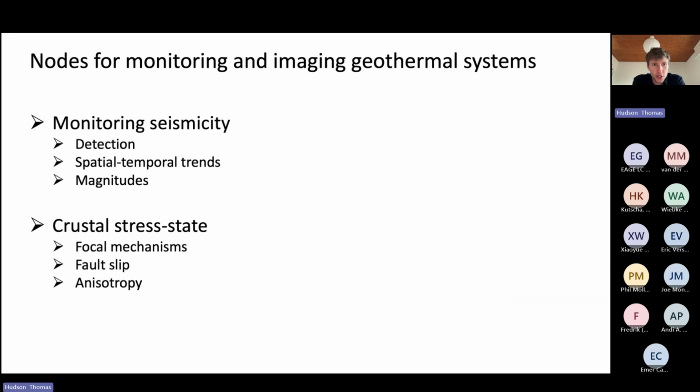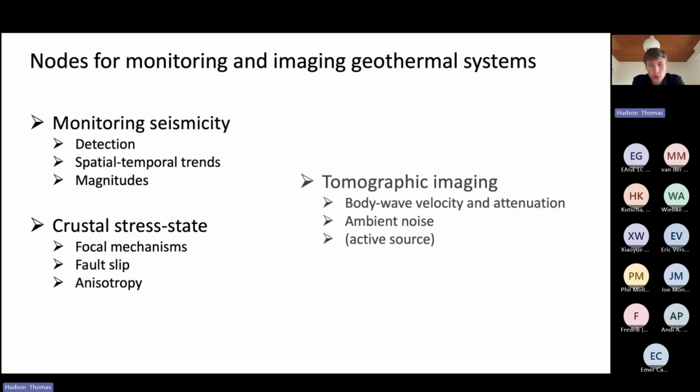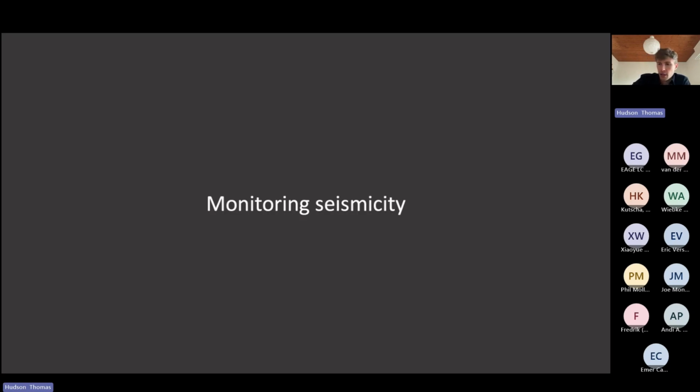so what I'm going to show you is how we can use these nodes to firstly monitor seismicity, and secondly try and measure, at least qualitatively, crustal stress state orientations. I won't talk in here about tomographic imaging, although I think it's another particularly exciting application of these nodal data sets. For example, for body wave velocity and attenuation studies, and also ambient noise analysis, as well as traditional active source imaging. So let's look at monitoring seismicity first.